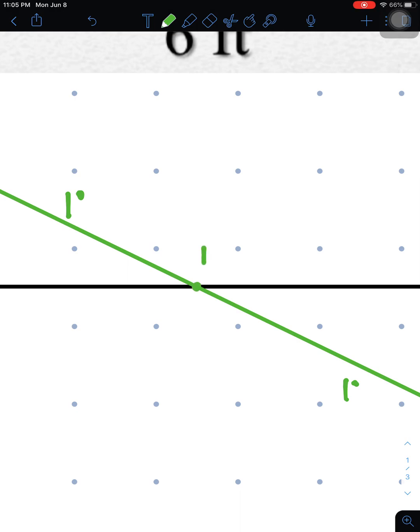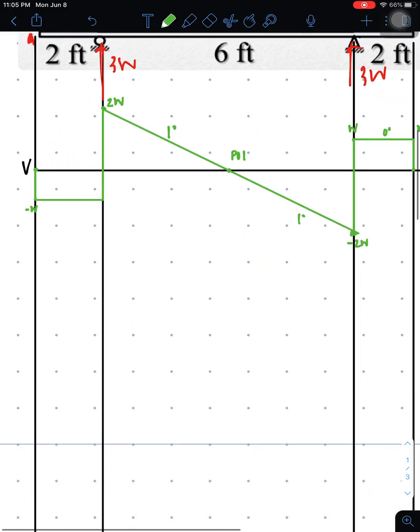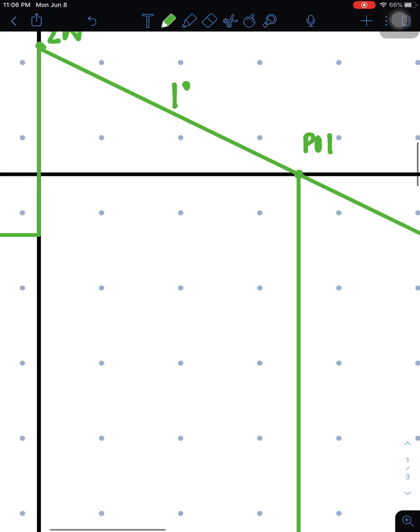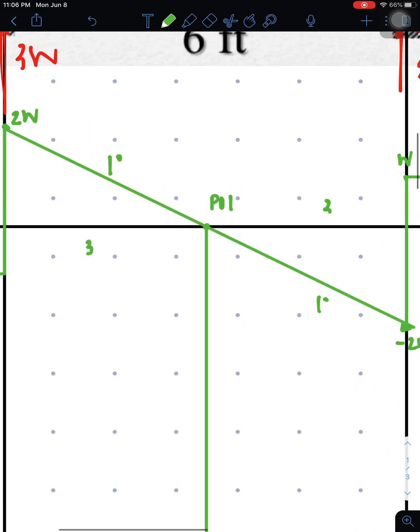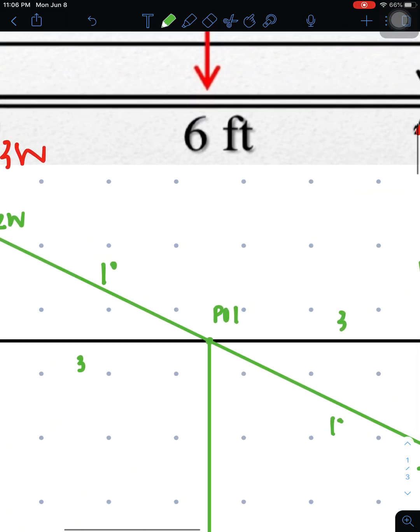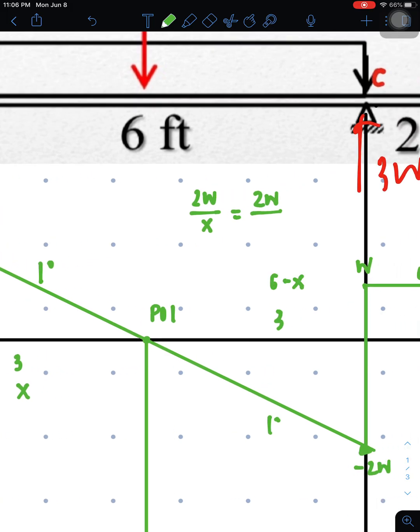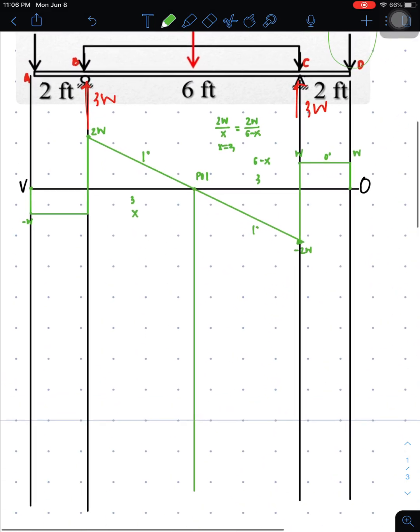Also, do not forget that there is a point of inflection that we have to drop down a line. The location of the point of inflection is at the middle because the distribution of the loads is perfectly even on both sides, left and right. So it is at the middle. So 6 feet, so at the middle it's 3. But if you don't know how I got this, it's actually from ratio and proportion. 2W over X equal to 2W over, because this is X and this is 6 minus X. So 6 minus X, therefore you can get X equal to 3, and 6 minus X, of course, it's 3.